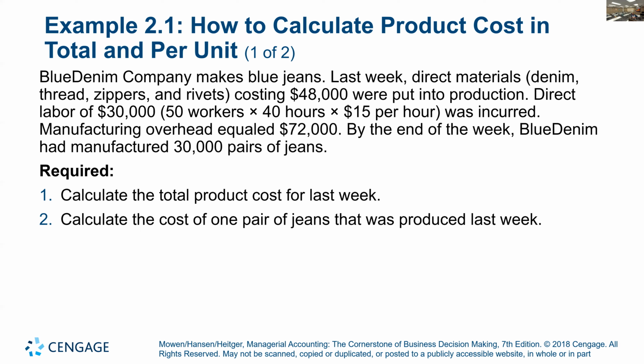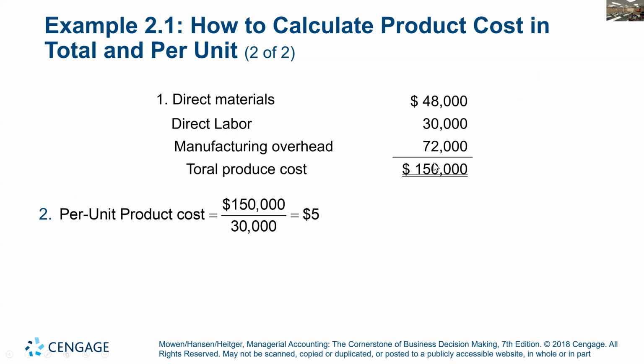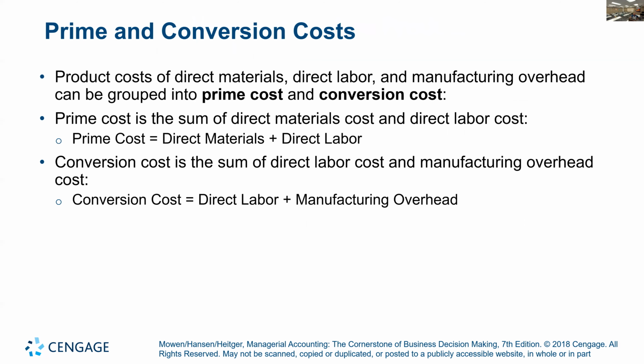What is the total product cost? So we're going to take our 48,000 plus 30,000 plus 72,000, right? That's 150,000. And per unit, 150,000 because we made 30,000 units, $5 per unit. That's the cost of the jeans. So now there are some other costs we need to take in, those selling and administrative costs we're going to talk about in a little bit. But we know our product cost us $5 to make that pair of jeans. Right, so we can set our price accordingly.